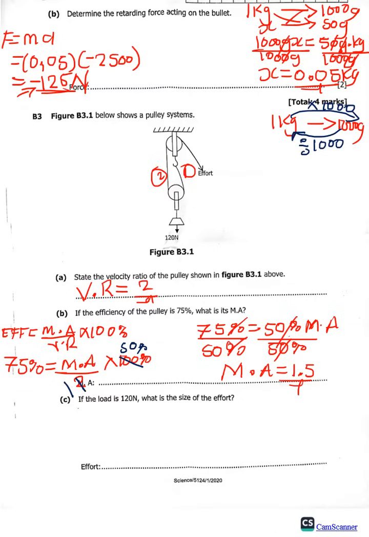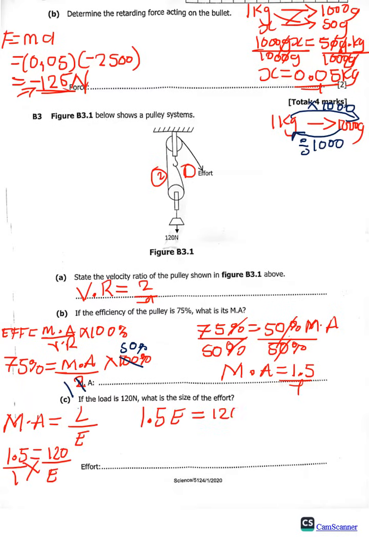So mechanical advantage, we have it, and the load is also given. So we can now say mechanical advantage is equal to load over effort. Our mechanical advantage is 1.5, load is 120, then divided by effort. So over 1 we cross multiply. So 1.5 times E is 1.5 E, 1 times 120 is 120.